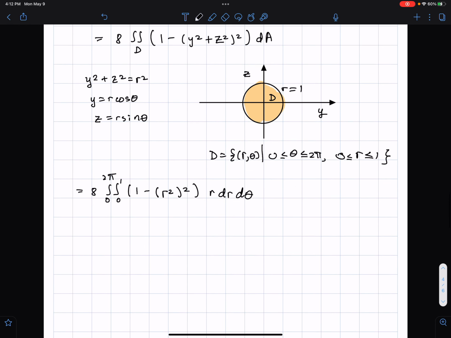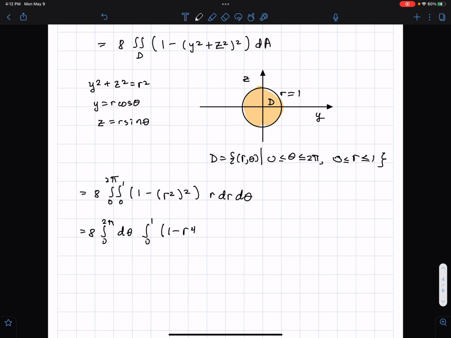Okay, so notice that there is no theta in this integral. In this expression here, there's no theta. So I can break this into 8 times the integral 0 to 2 pi d theta. And it's not just that there's no theta over here, it's also the boundaries have no theta. And then I go 0 to 1, 1 minus r to the 4th power, so r squared is r to the 4th, r dr.